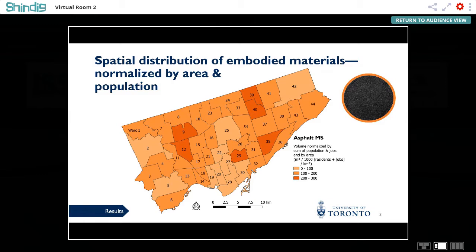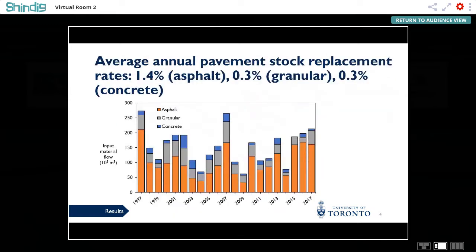Which leads in part to the imbalance in material intensity on a per area and population basis that we observed in this research. Finally, I'd like to briefly touch on some findings with respect to pavement input flows.